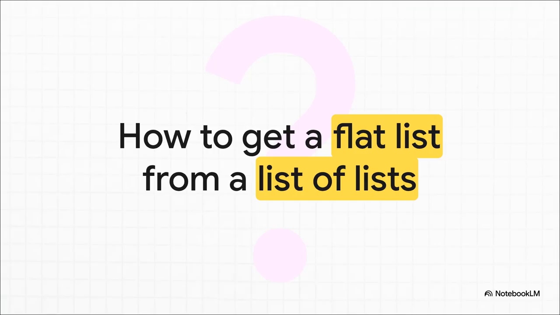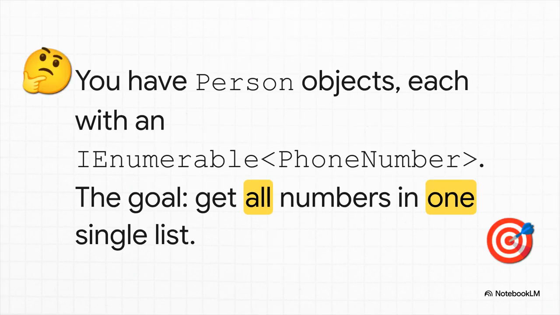Yeah, this is the core of it, isn't it? You've got your data, but it's nested, kind of like those Russian nesting dolls. And your job is to get all the little dolls out and line them up in one simple, single row. So to make this super clear, let's imagine we've got a list of people. Simple enough. But each person in that list has their own list of phone numbers. Our goal? We just want one single flat list of all the phone numbers from everyone.